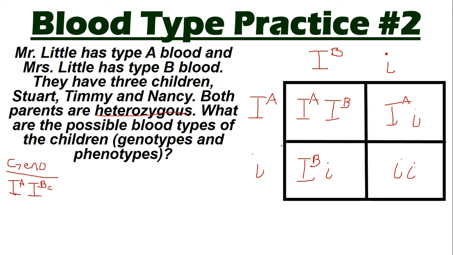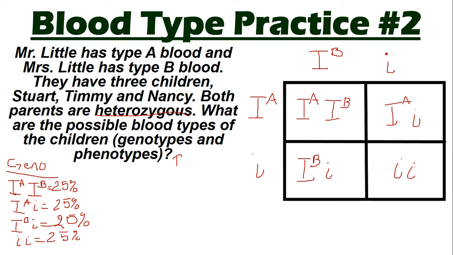I see one box with that. That's 25%. The next one I see is I^A i, and that's one box, so it's 25%. Next one I see is I^B i. I'm right here. How many boxes? Only one. That's 25%. And the last one I see is little i, little i. And that's 25%.